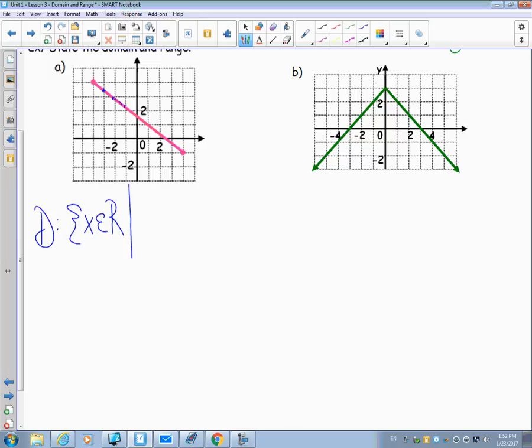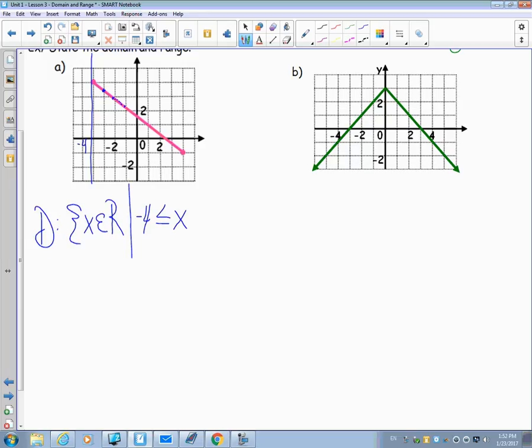Specifically, I've got to tell somebody, where's my picture frame? How far to the left does this graph go? It goes that far to the left. What is that value? Well, that's negative 4. So I'm going to say x has to be greater than or equal to negative 4. There's nothing below negative 4, nothing to the left of negative 4.